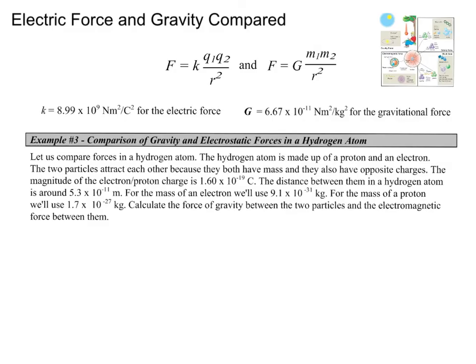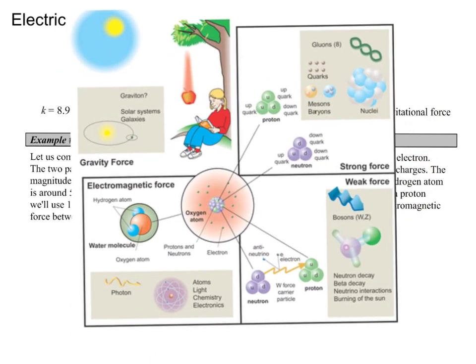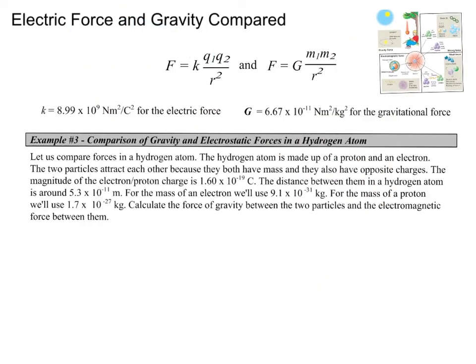So both gravity and the electromagnetic force are two of the 4 fundamental forces of nature. The other two are the strong nuclear force and weak nuclear force. So what we're going to do right now is undertake a comparison of this electromagnetic force and gravitational force. To do that, we're going to compare the forces in a hydrogen atom. The hydrogen atom is made up of a proton and an electron.